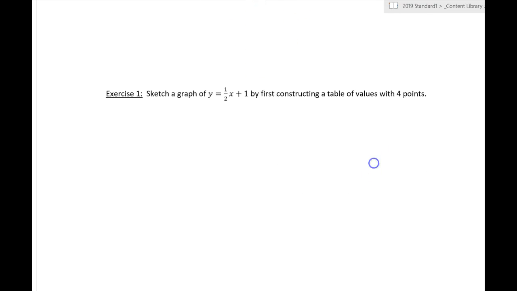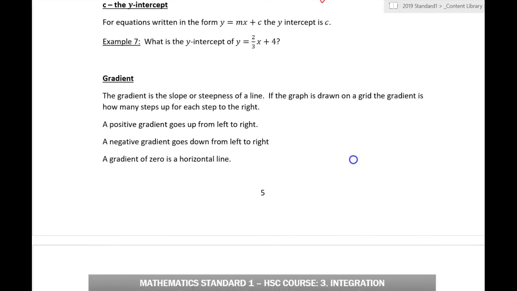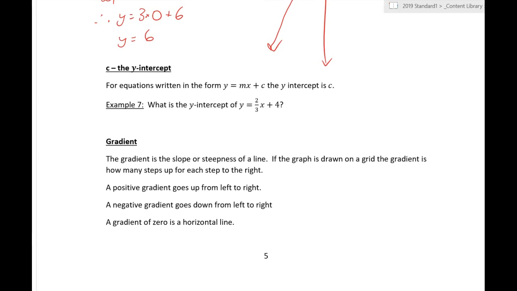Rightio, we're getting towards the end of this now. There's the exercise I asked you to do. Here we go. Now let's talk about gradient. Gradient is slope or steepness. It's usually abbreviated for some weird reason to M. M for Mike, not M for gradient. But gradient is abbreviated to M for some reason.